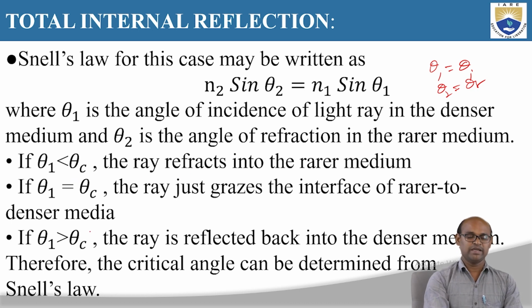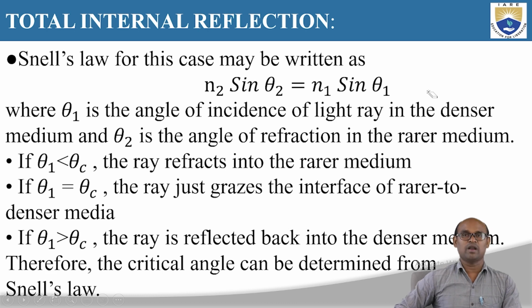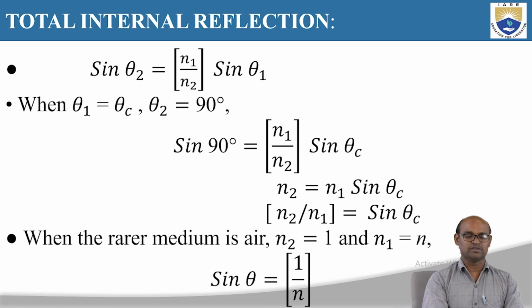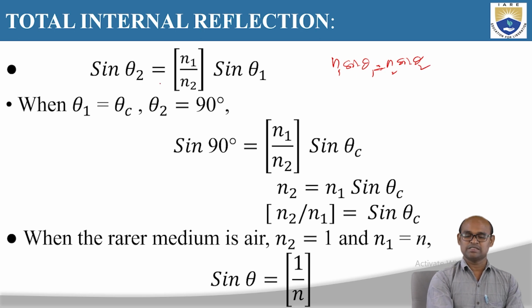As for these three conditions, we know if theta 1 is less than theta C, refraction is there. When theta 1 is equal to theta C, there is grazing at the interface, and when theta 1 is greater than theta C, only then there is total internal reflection. So using this Snell's law for refraction, we are going to derive the critical angle. Using the equation n1 sine theta 1 is equal to n2 sine theta 2, we can write sine theta 2 is equal to n1 by n2 sine theta 1.